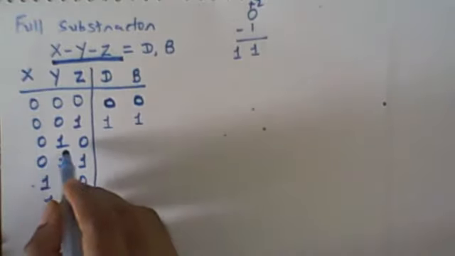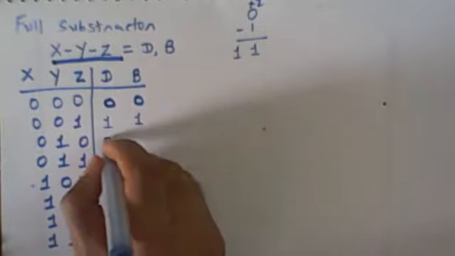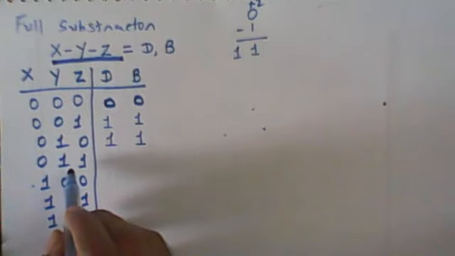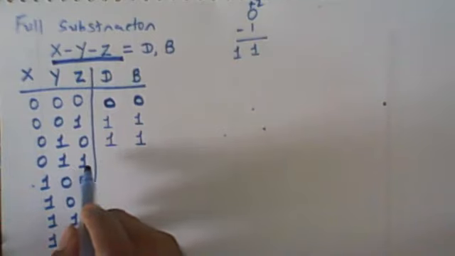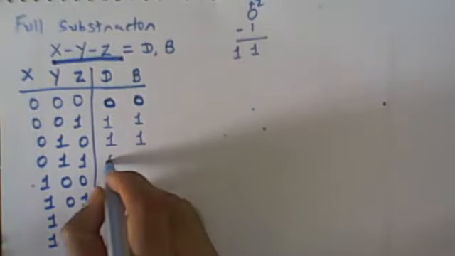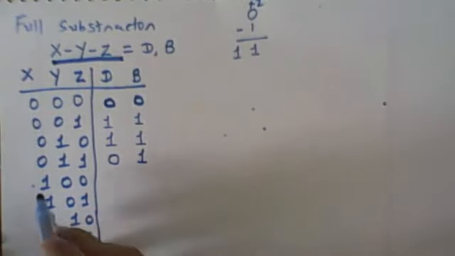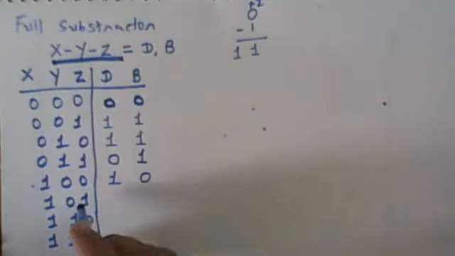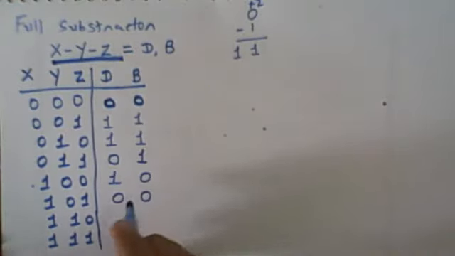Now for 0 minus 1, the difference and borrow bits are both 1 1, minus 0, so it is as it is, the difference bit is 1 and borrow bit is also 1. 0 minus 1 minus 1, the difference bit is 0 but the borrow bit is equal to 1. 1 minus 0 minus 0, difference bit is 1 and borrow bit is 0. 1 minus 0 minus 1, so difference bit is 0 and borrow bit is also 0.